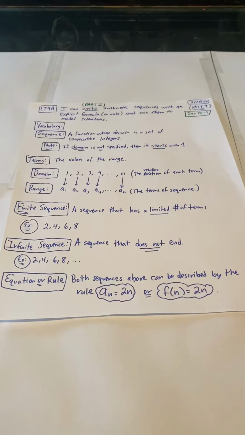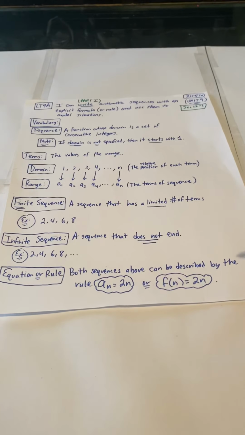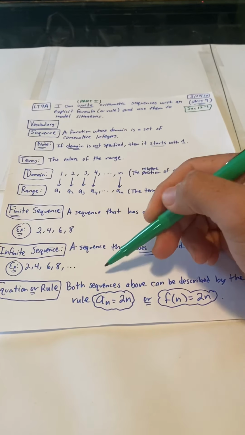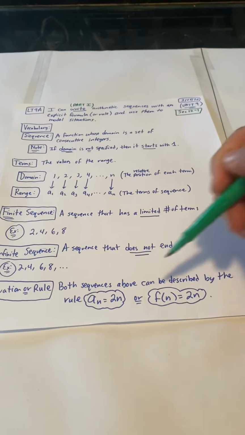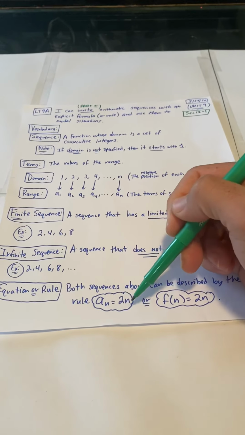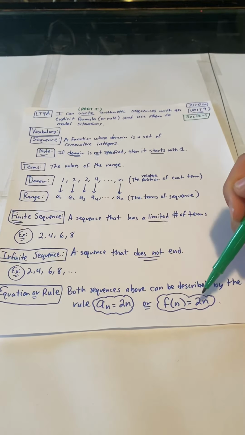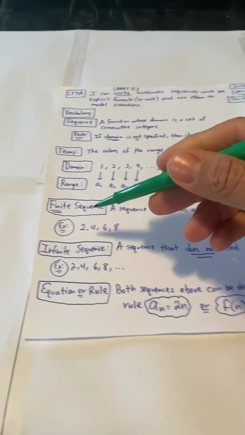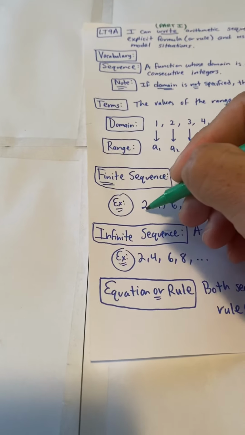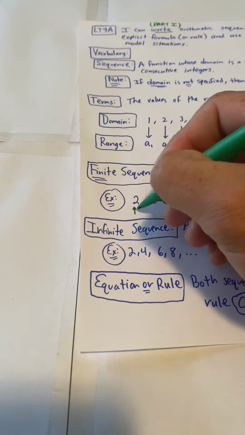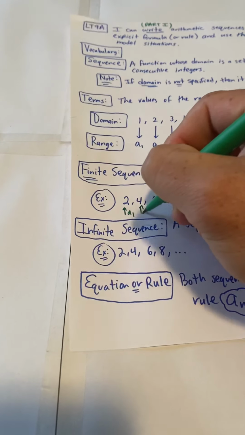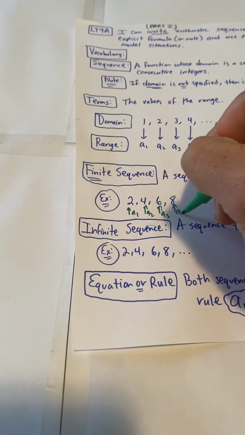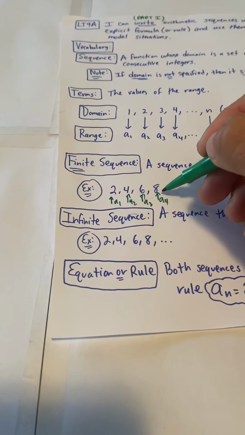This is part two. I just want to quickly go over, in case you missed it from the first video, we were going over the equation or rule. Both sequences above can be described by the rule a sub n equals 2 times n, or f of n equals 2 times n, or 2n. When you have 2 being the first digit here, this is considered your a1. This is your a2, a3, and finally a4. So this is a finite sequence because it ends here at the 8.